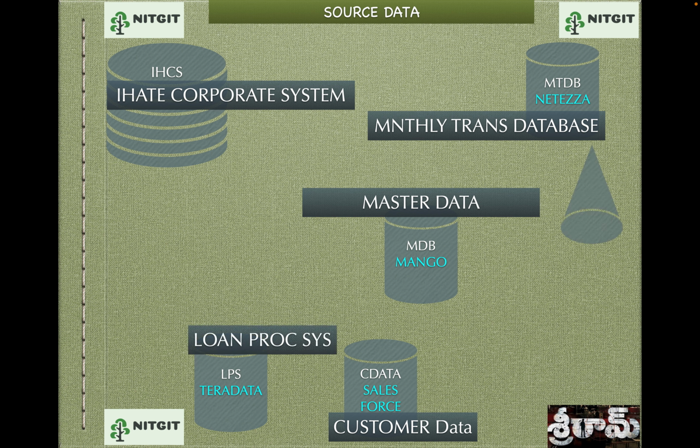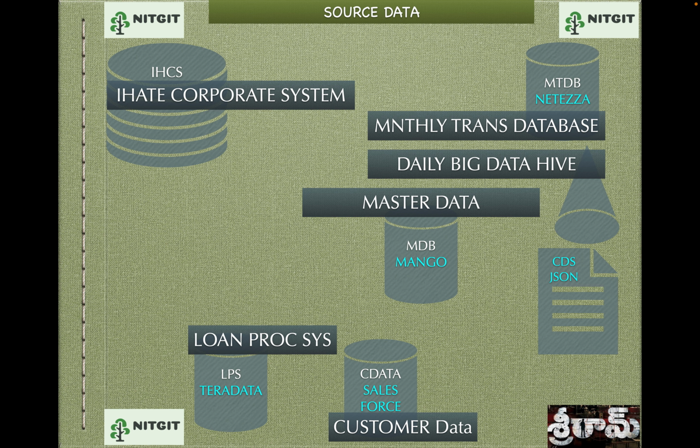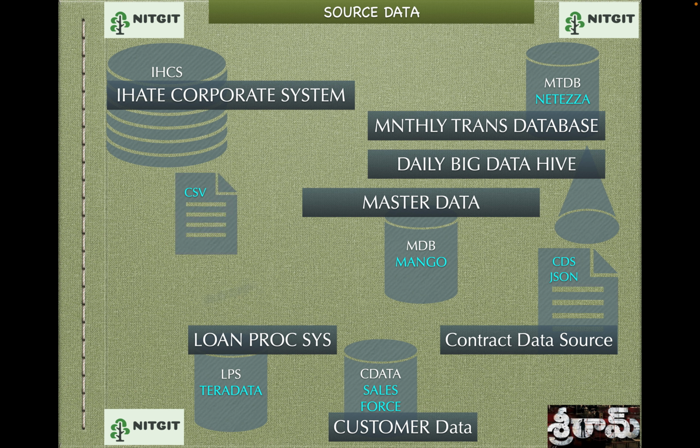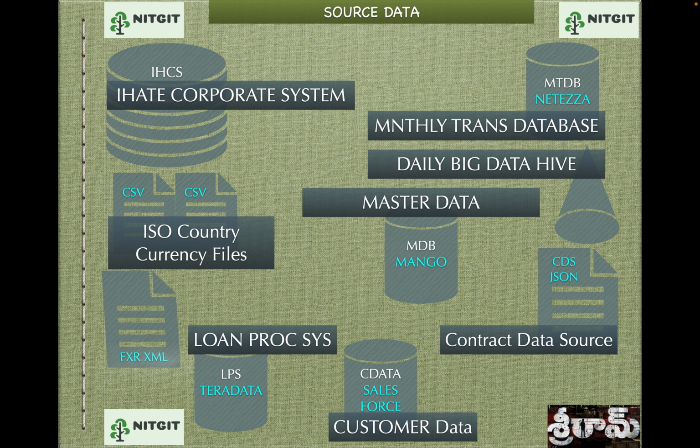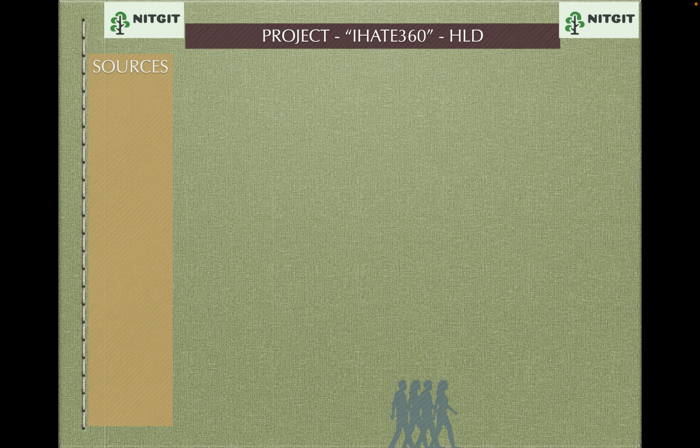We get the data from the Teradata loan processing system, and I have big data daily transactions which come from Hive, and I have CDS JSON files. This is the contract data source. Also currency and country data which comes from the ISO website, and foreign exchange rates which come in XML, FX rates. Those are the source systems that I have which give me data for this project.